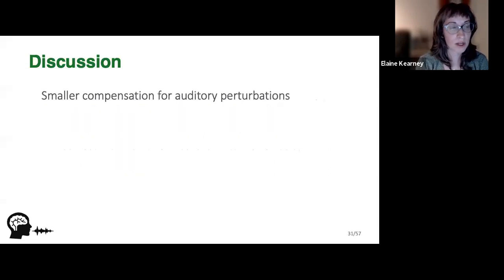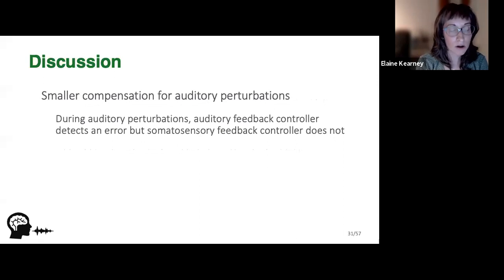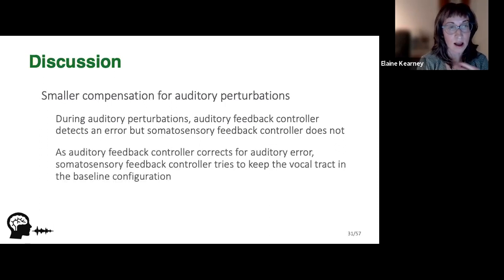We also observed smaller compensation for auditory perturbations, and this can be explained by the fact that during auditory perturbations, the auditory feedback controller detects an error, but the somatosensory feedback controller does not. And it's only as the auditory feedback controller begins to correct for the auditory error that the somatosensory feedback controller is going to detect an error.